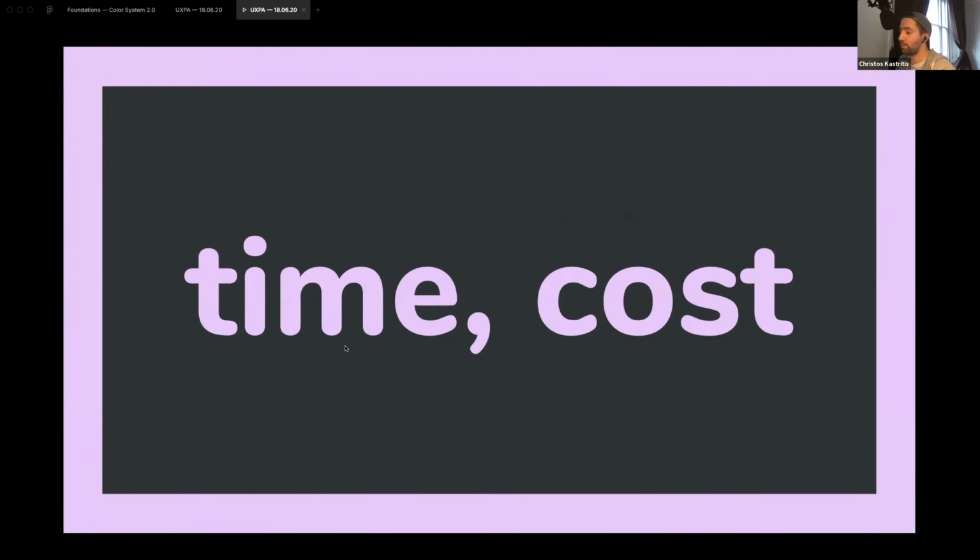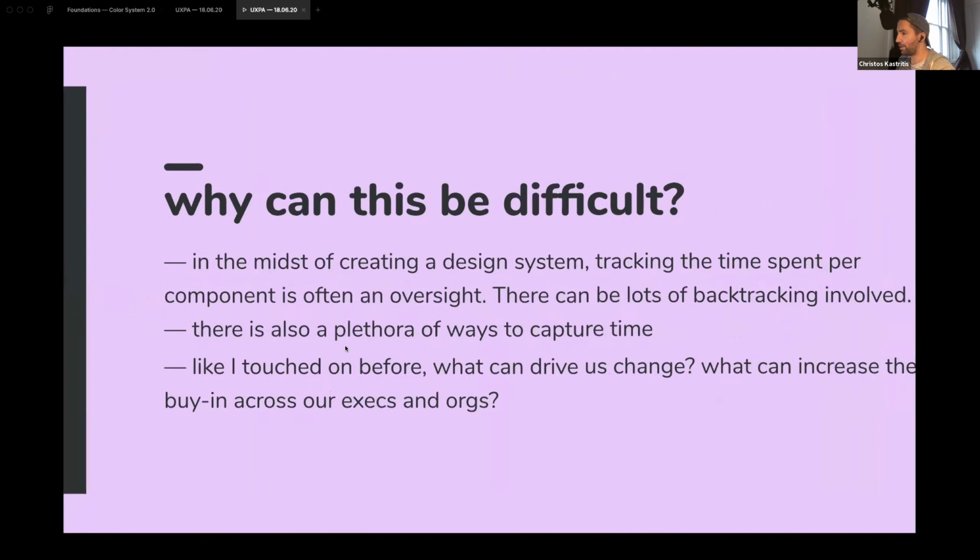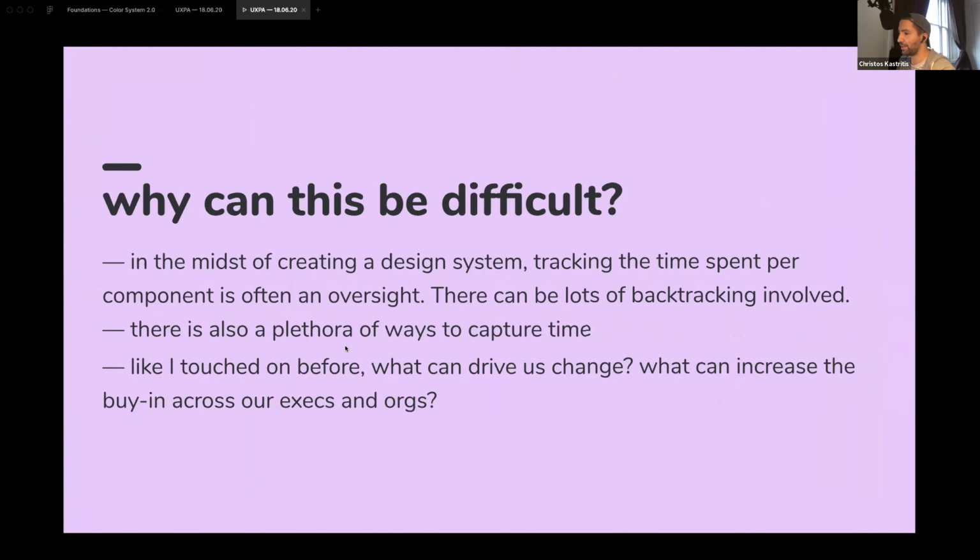We can also look a little bit into time and cost, which definitely is the hardest one of the three for me, anyway. And why I personally find this really difficult is that, in the midst of creating a design system, tracking maybe, well, it depends what company you're in. If you have really good project management tools, kudos. I was not dealt that hand.